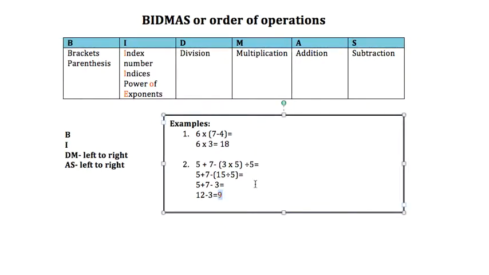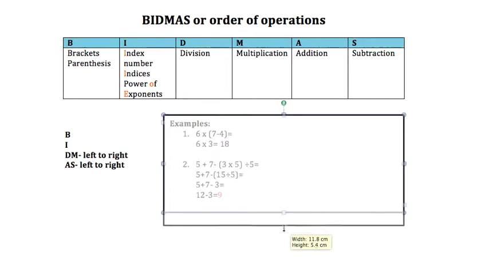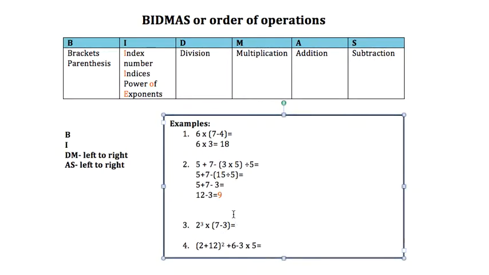And I'll just make a colourful colour so you can really see what I'm talking about there. Okay, so let's have a look at this next question here. Great, we've got an indices or an index number or a power of or an exponent here, so many different names for the same thing. But we still need to remember that we have to do our bracketed section first.